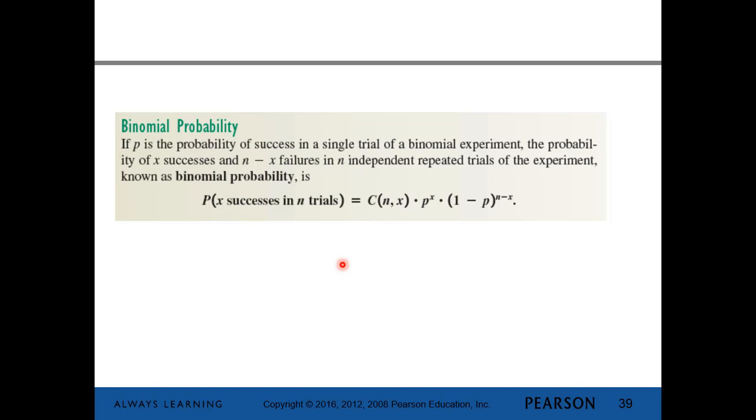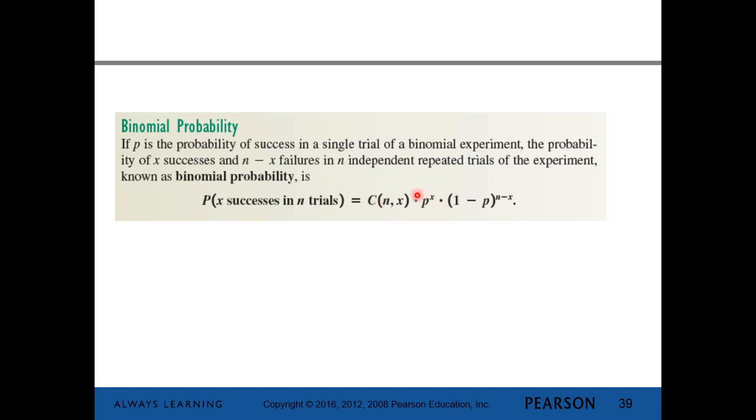Now, if our experiment falls into this category, then the probability of having a certain number of successes is very easy to calculate. In fact, it's just based on this formula. We figure out how many combinations there are, the number of ways of getting X successes out of n trials. That's a combination. We don't care about the order. All we care about is how many different ways we can get X successes out of n trials.